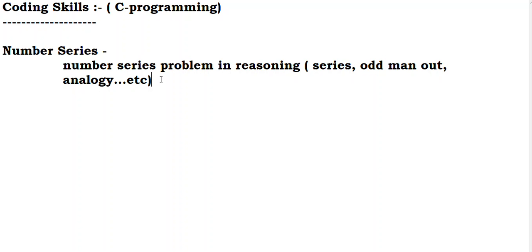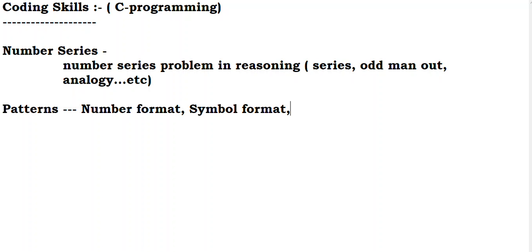Go through the reasoning logics and convert them into C programs or system notations. The next most important topic for coding skills is patterns. Different types of patterns, either number formats, symbol formats, or alphabet-related formats.